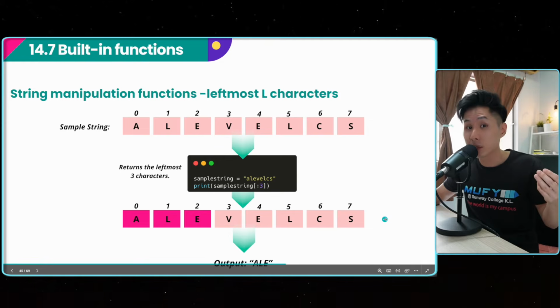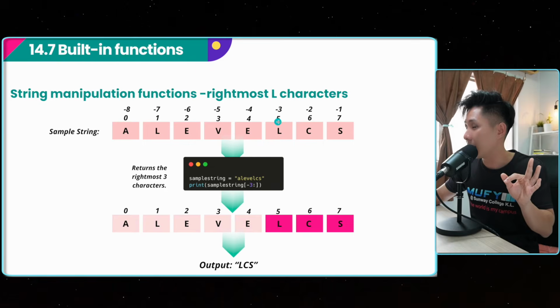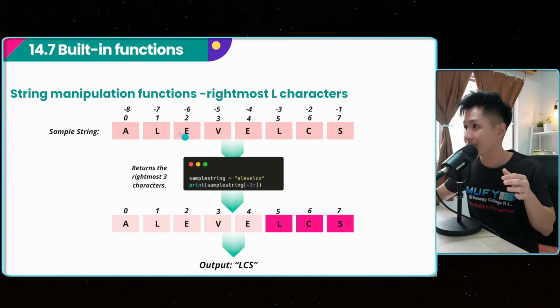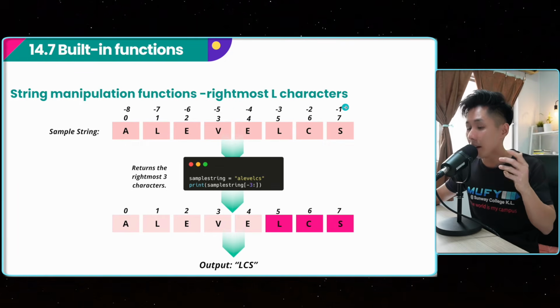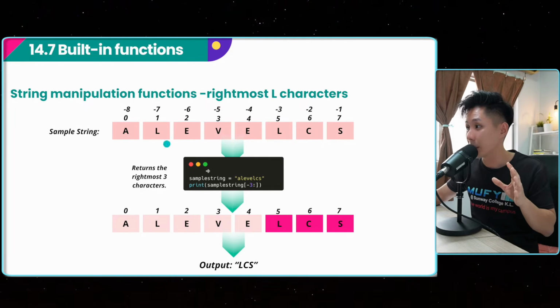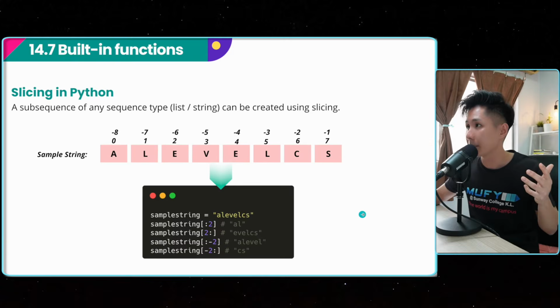And if you want the rightmost 3 characters, there are two ways to do it. First, you can do 5 to 7, or another way is to use negative numbers. A negative number is like the equivalent index. Another way you can access the characters in a string is to start from -1 at the right hand side all the way to the length of the string. In this case, if we do -3, you are taking everything from -3 all the way to the end of the string, which will give you LCS, the last rightmost 3 characters.